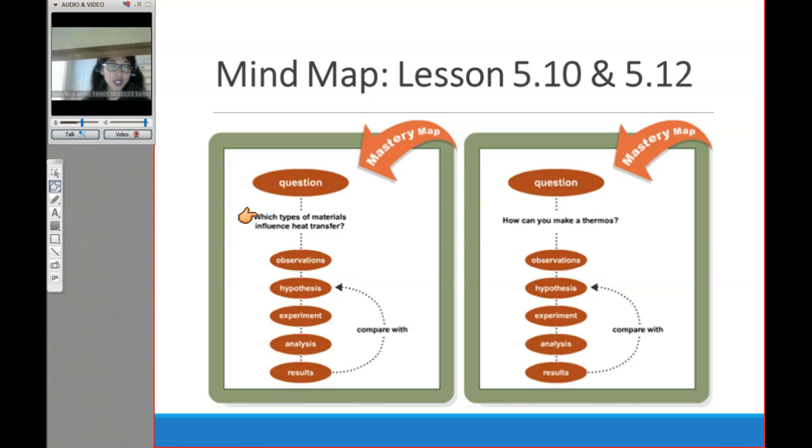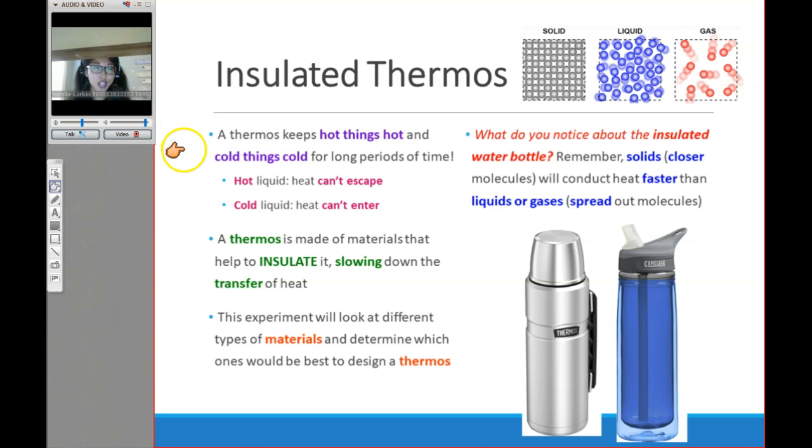We're going to see what type of materials influence heat transfer. So we're going to be taking a look at some materials that are good conductors and some that are bad, meaning that they're actually insulators. And then we're going to talk about what materials we would want to use to create an insulated thermos. Okay, so what is an insulated thermos? How many of you have ever used a thermos, right? I think thermos might be the actual brand, but yeah, so here's what a thermos looks like.